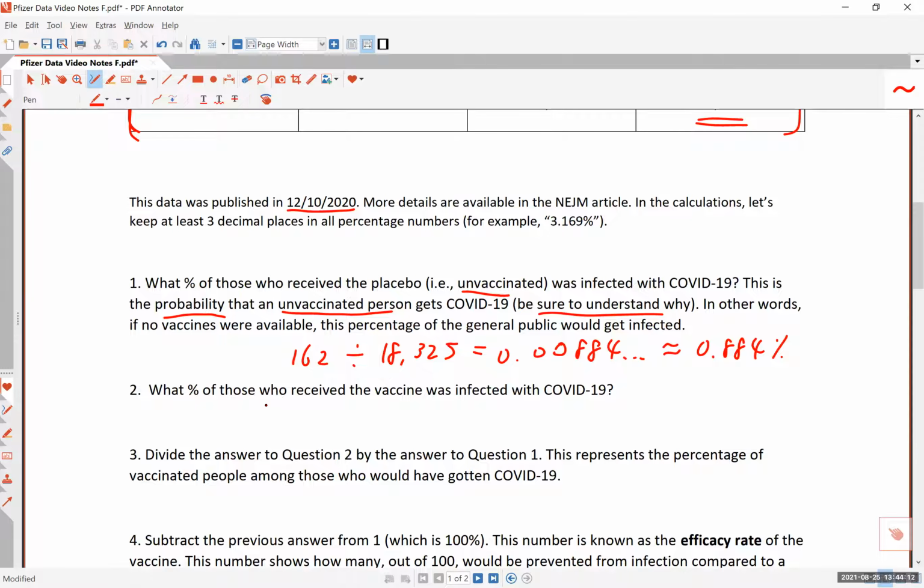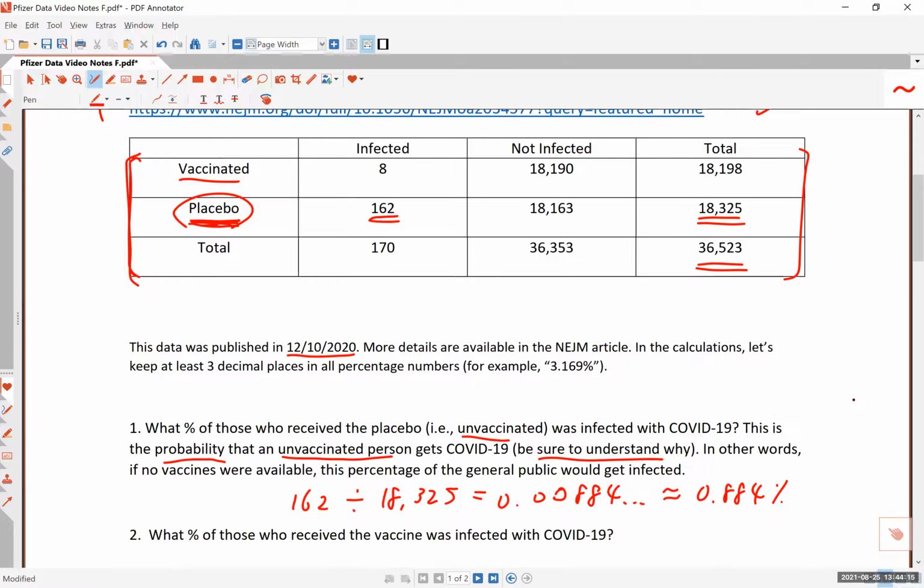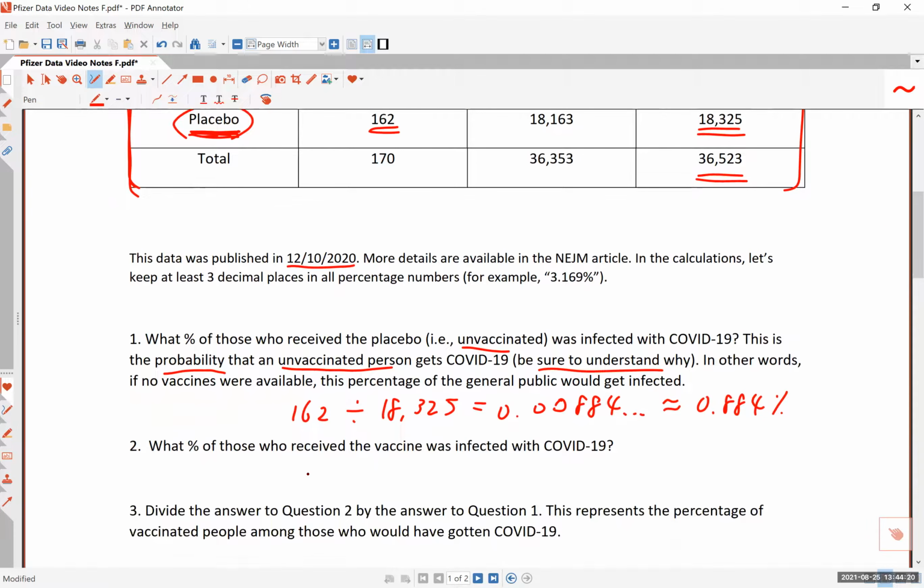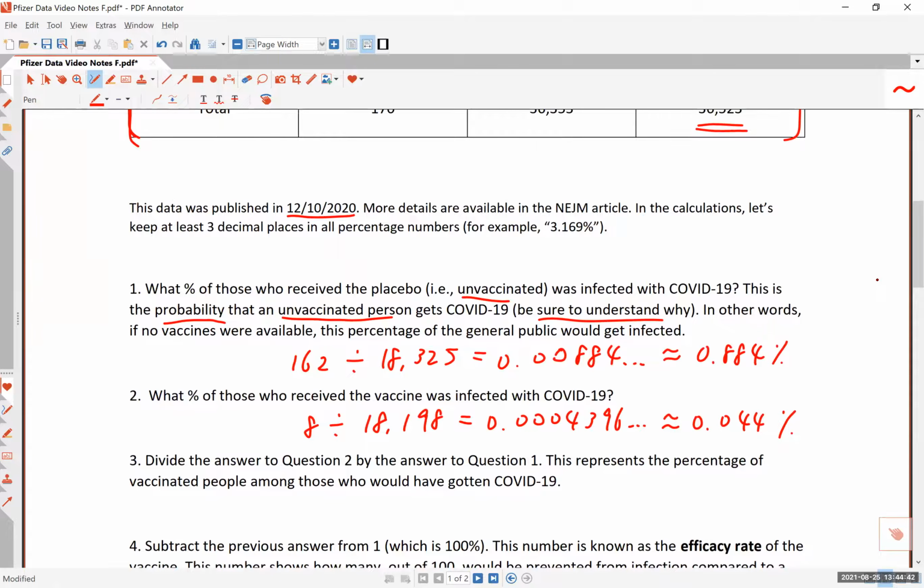Number two, what percent of those who received the vaccine in this trial were infected with COVID? The answer is 8 out of 18,198. So we can do this division. You don't need any fancy calculators to carry out these simple operations. You get a number which is 0.044%. So these are the rates, or the percentages, of people who get COVID: the first one among the unvaccinated, and the second one among the vaccinated.